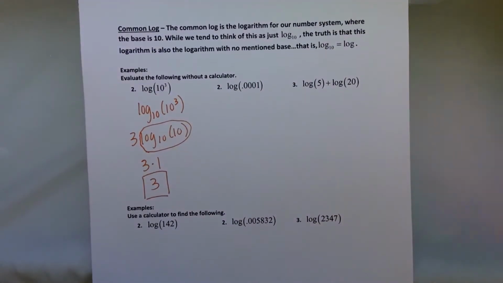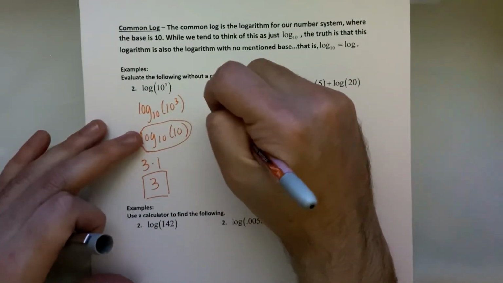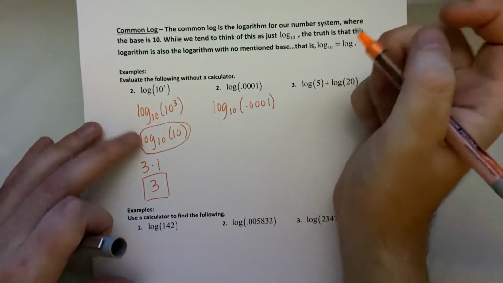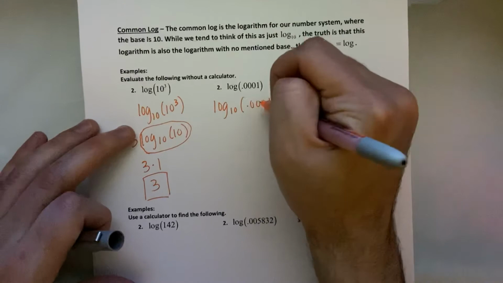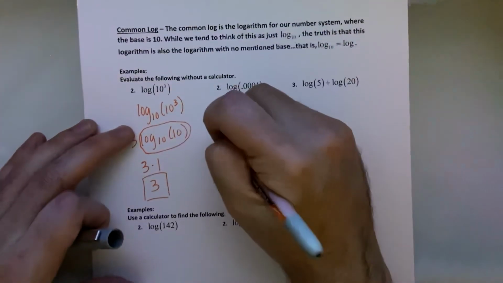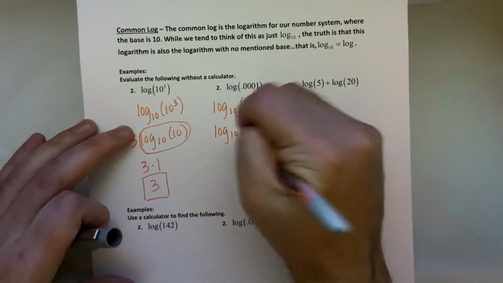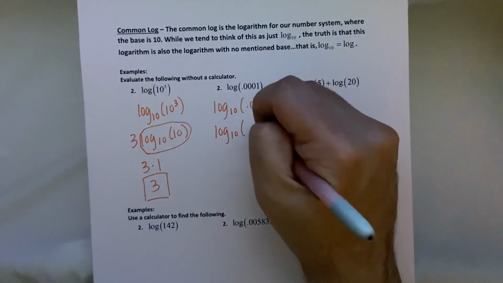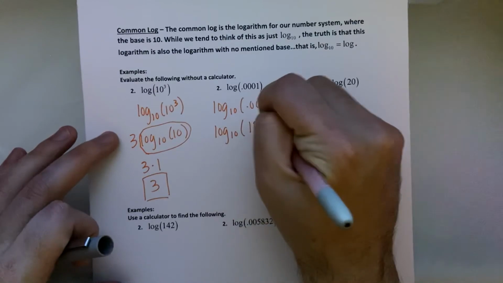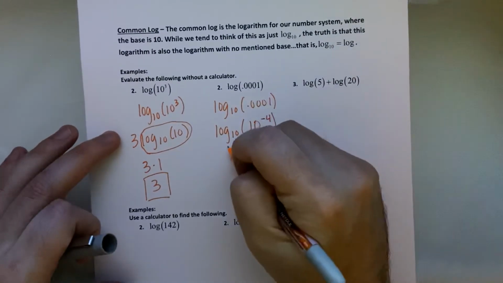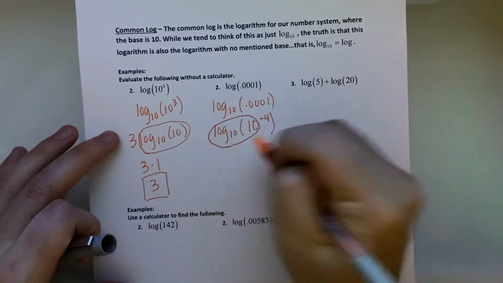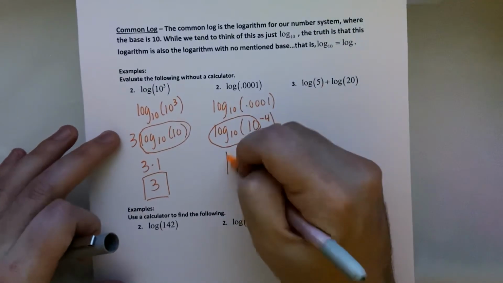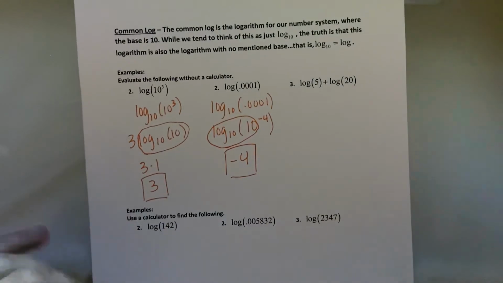Log of 0.0001 is really log base 10 of 0.0001. You can look at this a few different ways. The number of zeros tells you how many powers. There are 4 digits after the decimal place. This is really 10 to the negative 4th power. Now we may see already that these are going to cancel and my answer is going to be negative 4, or I can bring the negative 4 out front to see the same thing. But this thing is negative 4.